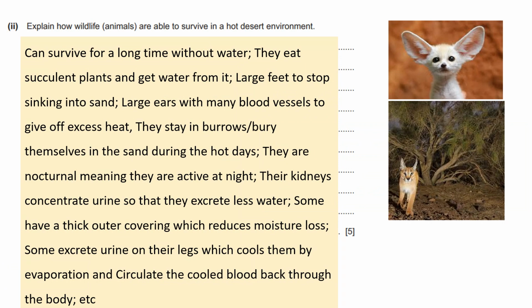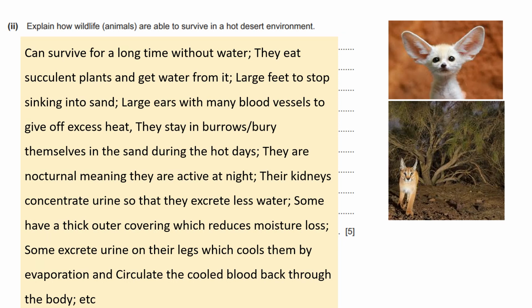Now, this question has to do with adaptation of animals within a desert environment. So I'll just run through it quickly. They say, explain how wildlife, which are animals, are able to survive in a hot desert environment. You can also read that of plants much later. Now, first, they can survive for a long time without water. Most animals there, yes. These animals eat plants that have succulent stems, and so they definitely get water from it.